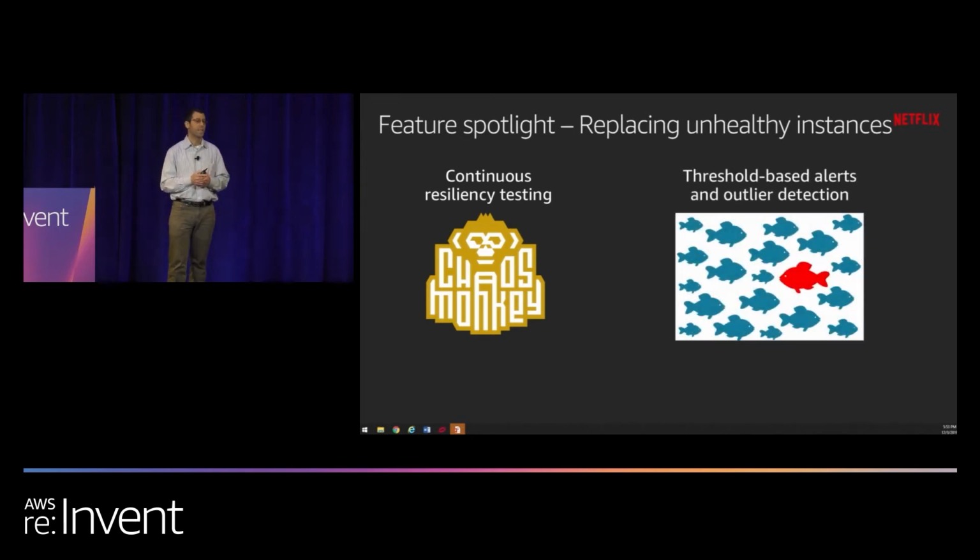And another use case, obviously, alerting. We run a pretty extensive suite of alerts, including both threshold-based and outlier detection alerts. If we notice that a particular instance has higher error rates, higher CPU utilization, latency, or anything else, we can simply terminate it, and ASG would give us a fresh, brand new, healthy instance.